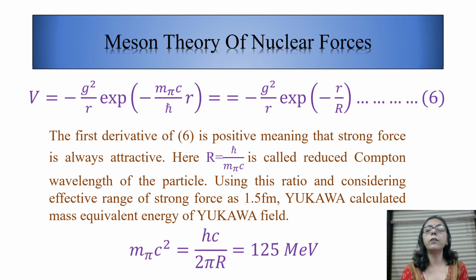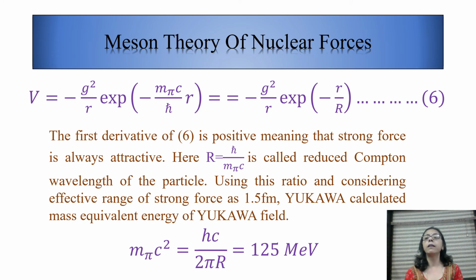Moving forward. The first derivative of 6 is positive, meaning that the strong force is always attractive. And here the capital R, which we had replaced, is called the reduced Compton wavelength of the particle. And using this ratio and considering the effective range of strong force as 1.5 Fermi, Yukawa calculated the mass equivalent energy of the Yukawa field as equal to 125 MeV. And then the search began.